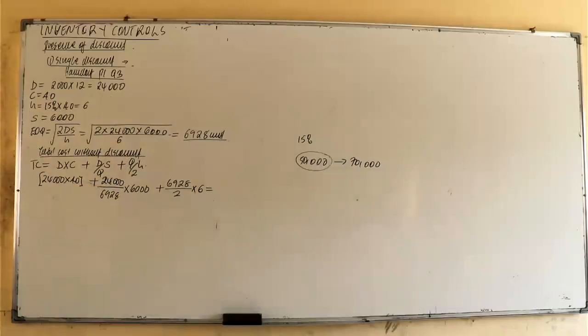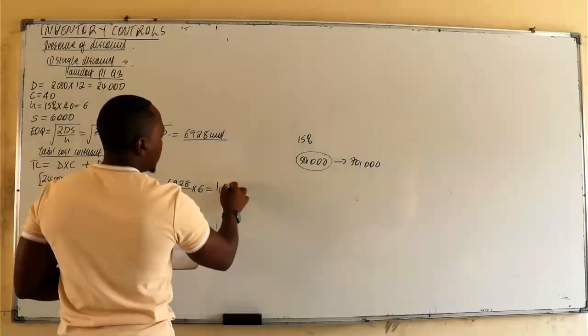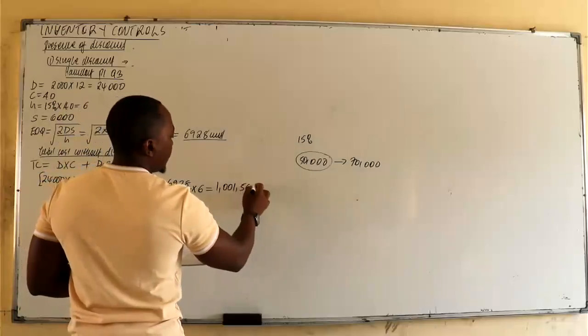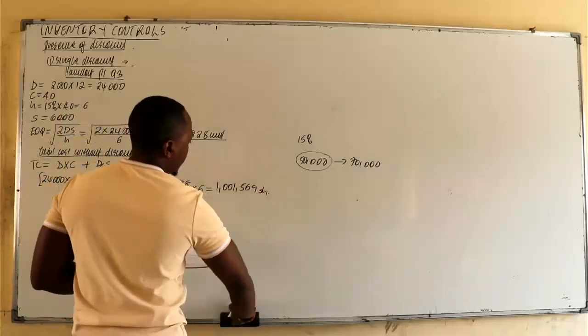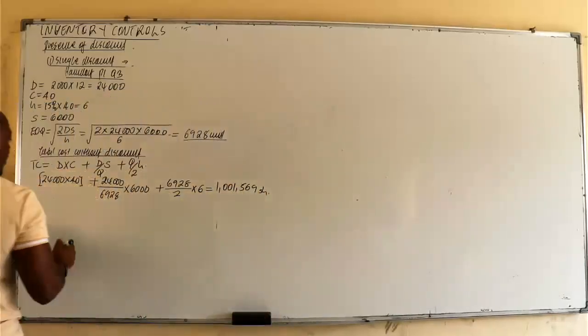Sorry? 1 million? 001. 560. Then you compute now the total cost.